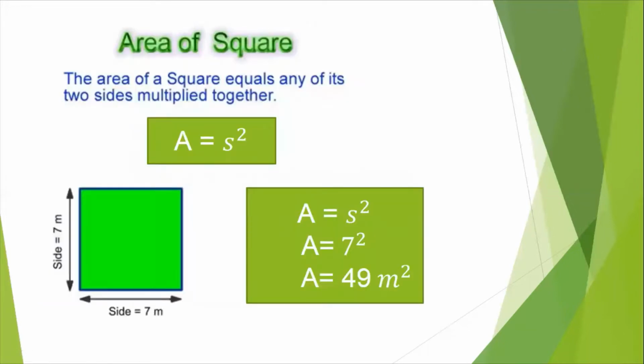How about the area of a square? For the area of a square, we have a formula: area is equal to side raised to the power of 2, or side squared, wherein, as we all know, in a square all of its sides are equal. For example, we have here a square wherein the side is equal to 7 meters. To find the area of the square, we use this formula: area is equal to side squared, wherein side is equal to 7. And 7 squared means we multiply 7 by itself. 7 times 7 is 49. So the area of this square is 49 meters squared.